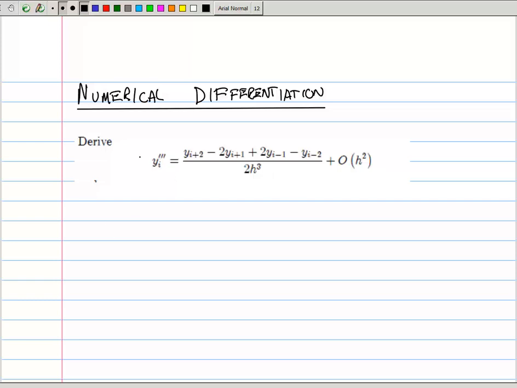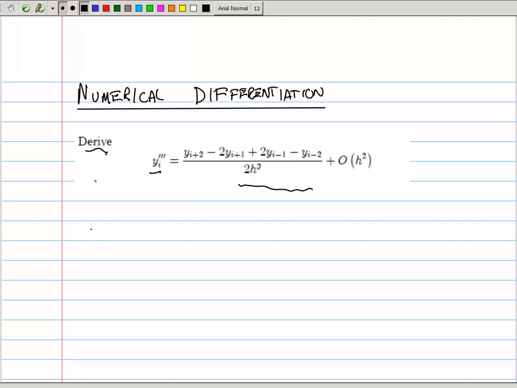So first of all, we are told we need to derive y_i to the third prime, and we've been given what it should be. Now, when you're given it, it really does help. If not, you do have a few extra steps, which I'm not going to cover in this video, but it just involves a bit of tedious work with linear algebra. But we're going to look at this.